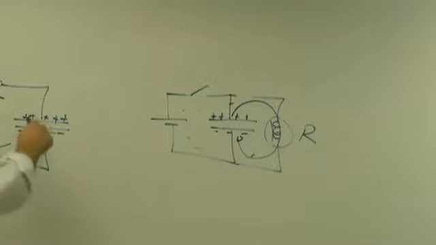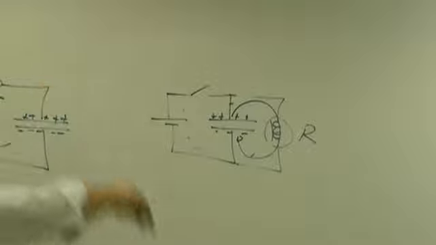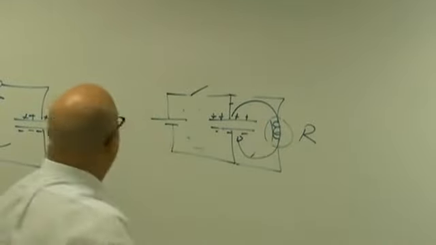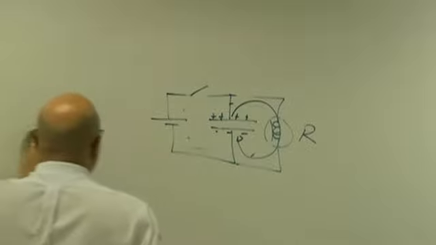Right? So there's no way for the current to get through there, right? Whereas here, there's a complete pathway. Alright. Now, let's talk about, real briefly, a couple of things about capacitors.